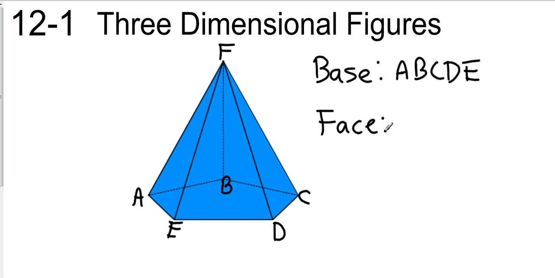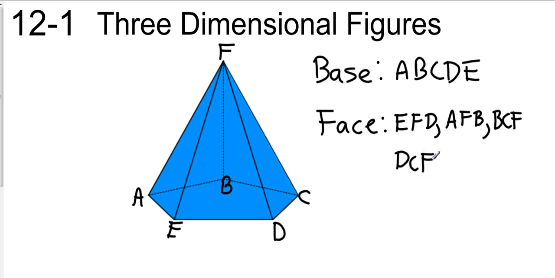So let's look at the front. Staring right at us is E, F, D. That would be a face. Looking in the back, we could have A, F, B. And we're just kind of taking the little cross sections. Then we would have B, C, F. And then we would have DCF. Okay, and let's see. Oh, I forgot AEF, didn't I? I sure did. AEF.